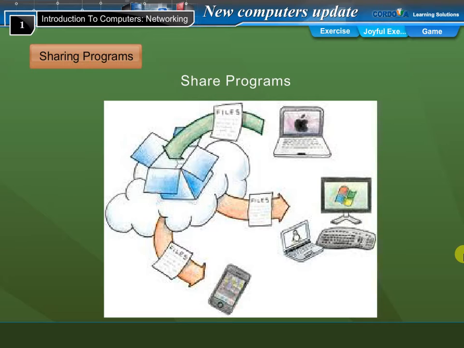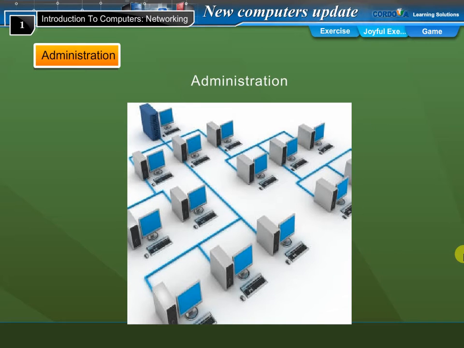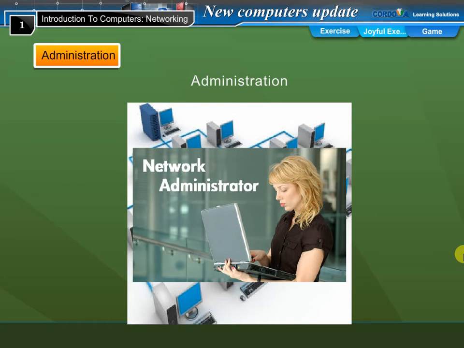Share programs. Most of the people who are connected to a network use a central computer to work with different programs such as word processors and spreadsheets. A network makes installing programs simple because only one copy of a program needs to be installed on a central computer. Administration. Networking makes it easier to monitor and control the entire company's computers. Many companies have a person called the network administrator who oversees all administration for the network.